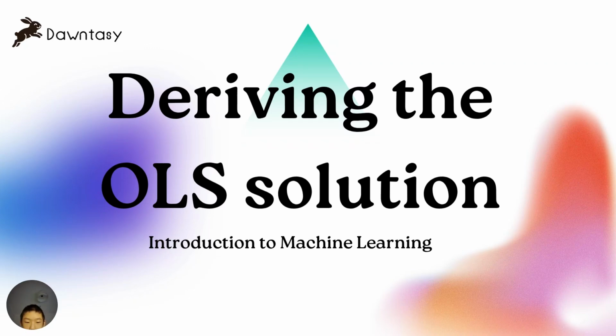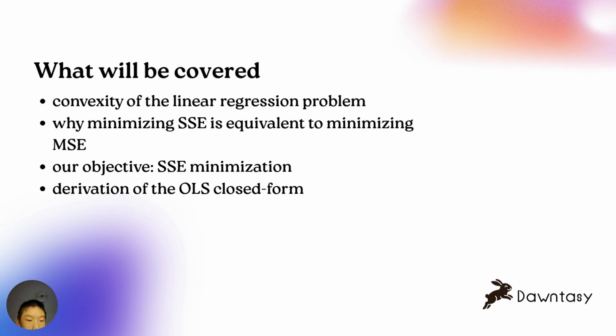Hello everyone. So in the last video, we talked about the basics of simple and multiple linear regression. That's the linear model that serves as the foundation of machine learning. But there's an even more profound concept, and it's called the OLS solution, or ordinary least squares for short.